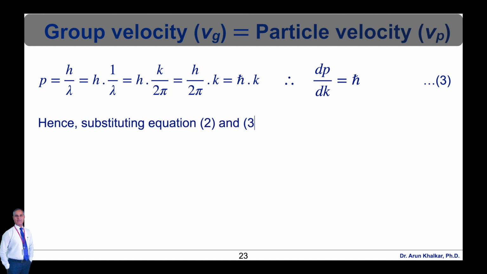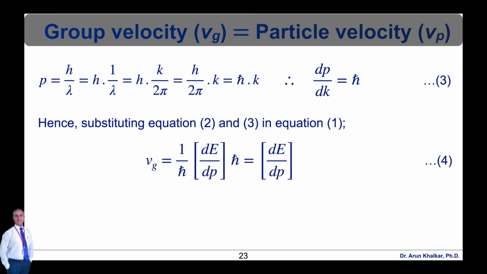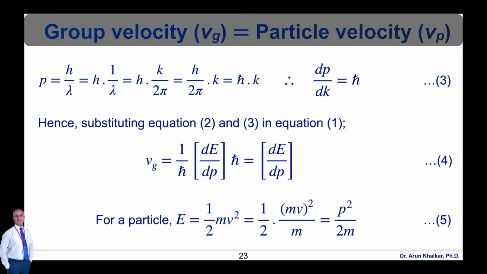Hence, substituting equation number 2 and equation number 3 in equation number 1, we get vg is equal to 1 upon h bar in bracket dE by dp into h bar. So simply vg is equal to dE upon dp, we will get the final equation. So let's say this is equation number 4.